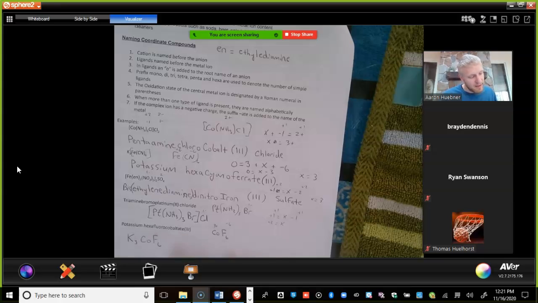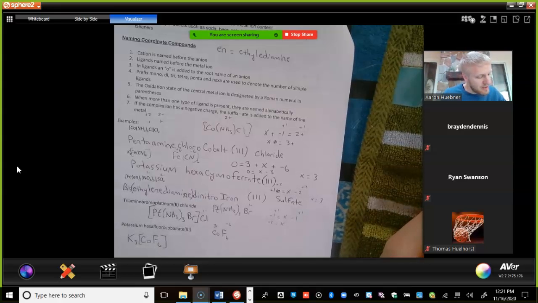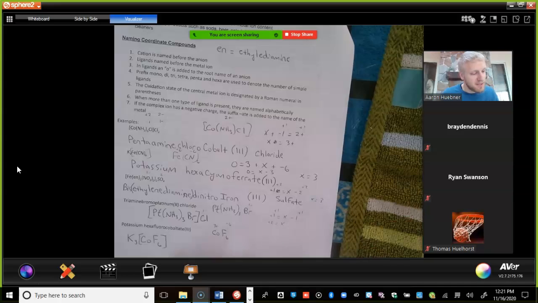I mean, you could leave it like that. I'm just going to put brackets around the complex ions because it makes it look cleaner. Like this chunk is the complex ion. Questions on that? All right.